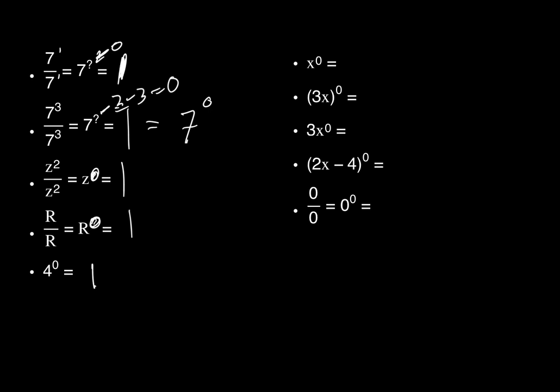X to the 0? 3x, the whole thing to the 0 power, is 1. And now I'm going to pause there because the next one is not 1. So if you've not figured that one out, talk amongst yourselves.